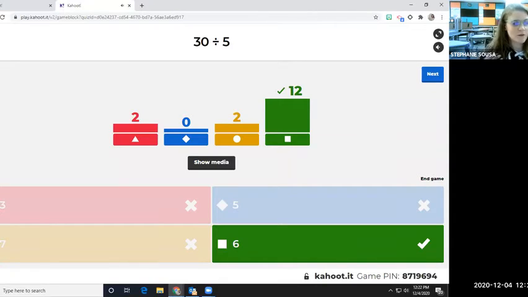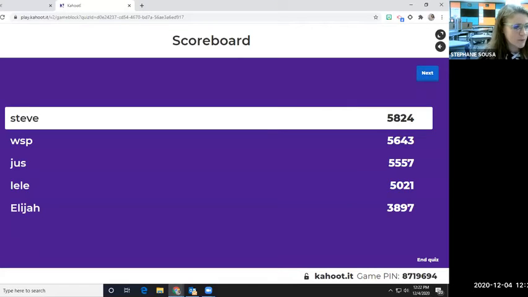Whew, 12 of you. Okay. 5, 10, 15, 20, 25, 30. 6 will fit inside of 30 when you are counting by 5. 6 groups of 5.